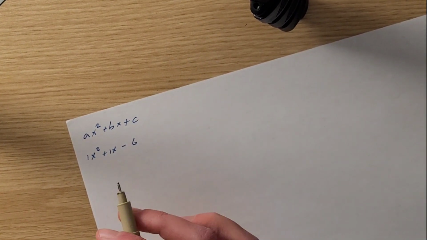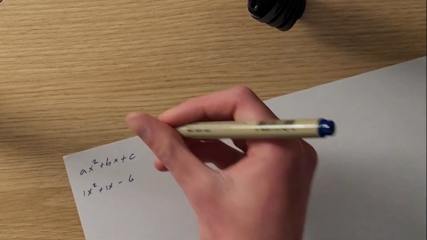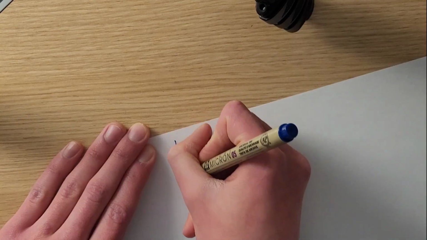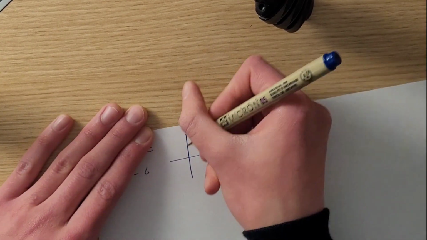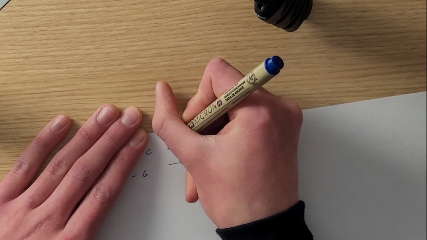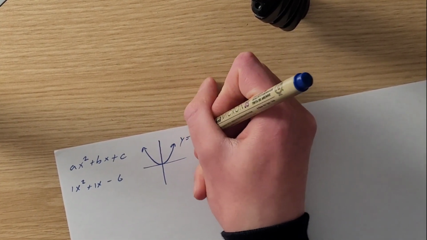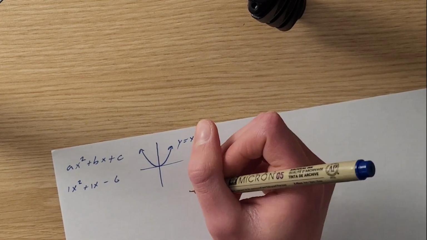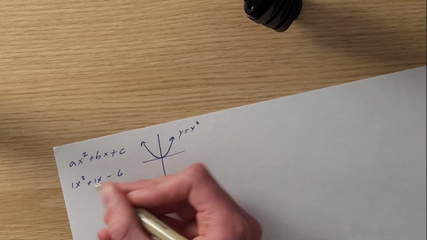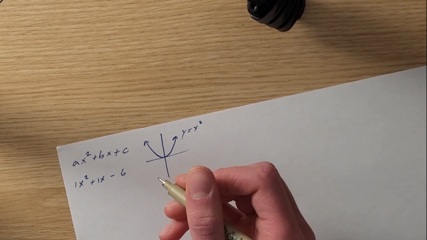And to graph a quadratic, you're going to need a few key points. One of them is called the vertex. So, let's just start off with a general graph of x squared. This is generally not to scale, but that is what your general quadratic looks like, and it'll be y equals x squared. Now, we have this graph, and it's not just x squared. It's x squared plus x minus 6. What does that look like?